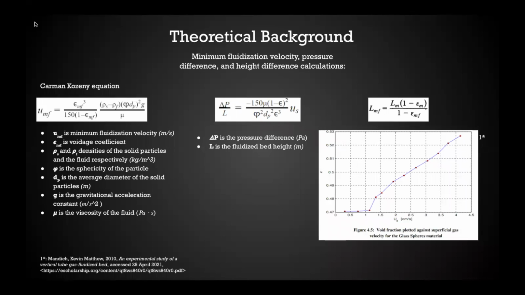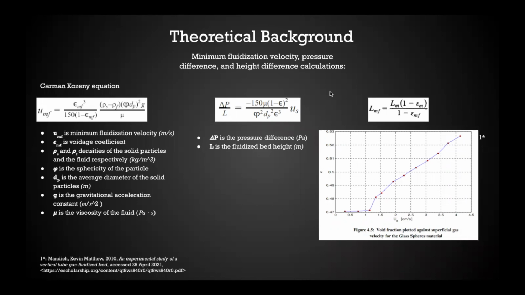To determine the height difference of the fluidized bed, we used the equation on the right side of the screen together with the diagram under it. Basically, the point of this equation is that the void coefficient epsilon changes once you start the fluidization process. It grows larger, and we use this information to determine the height difference of the bed. We predicted it to be around 3 millimeters, which was extremely close to the experimental value we obtained later.